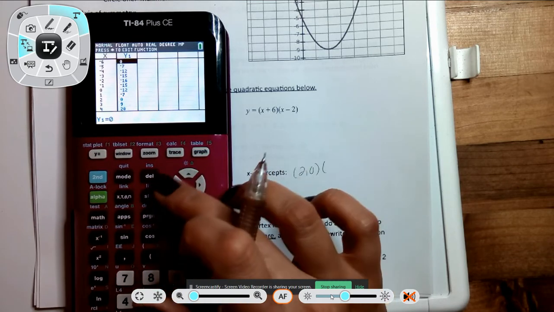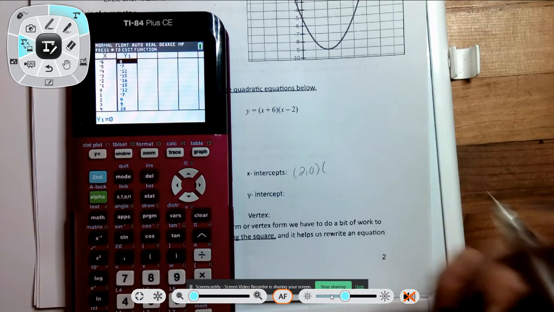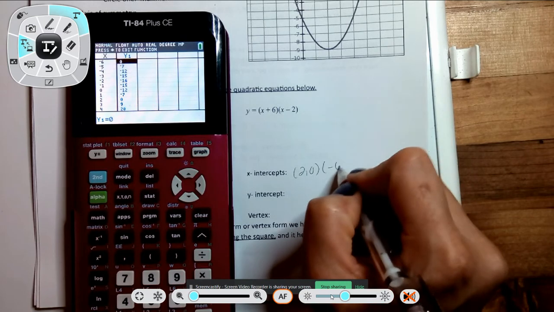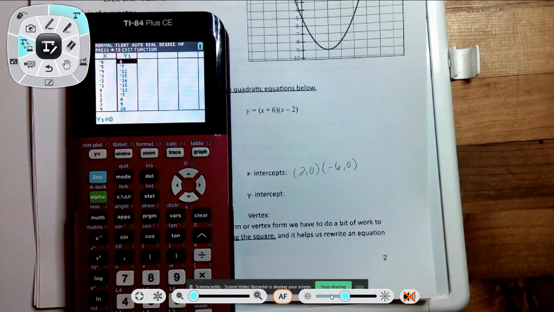And there we go, -6, 0. So we were correct in assuming that those were our x-intercepts. All right, now for our y-intercept.